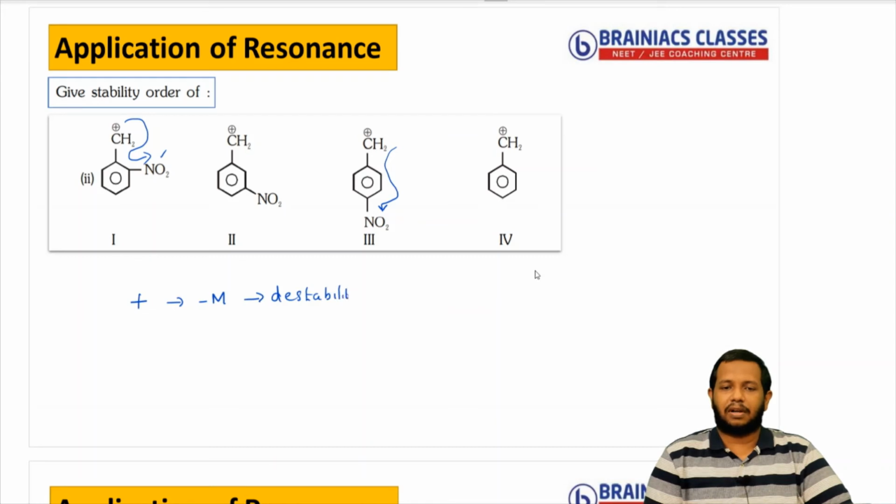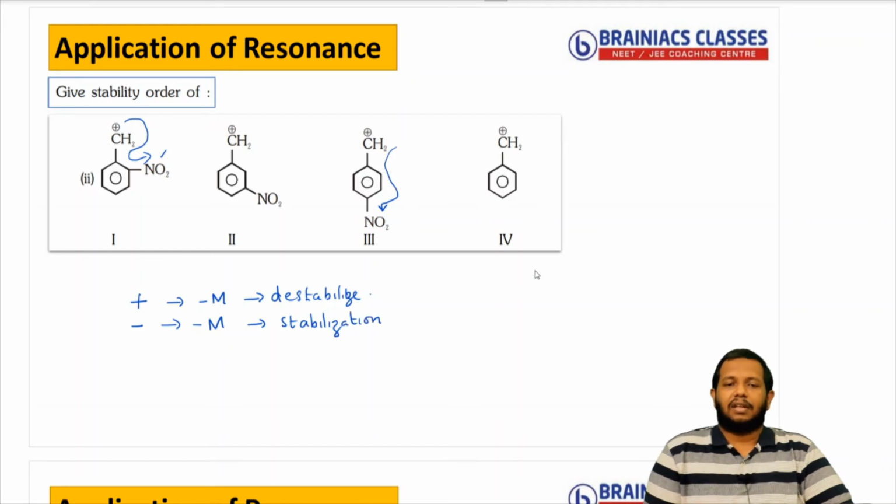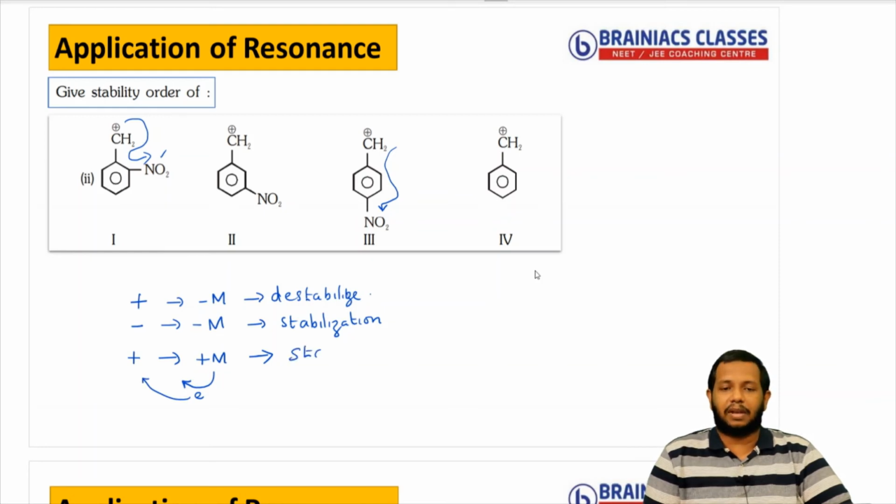Then how will you understand the other ones? Minus charge with minus M group, what will happen? Stabilization. Please learn this. Then what is the next one? Plus charge with plus M, what will happen? Plus M means you can think in this way: it will donate. Donate what? Electrons. So if electrons are coming here, minus and plus will get neutralized. That means it will stabilize. This is the best way to remember.